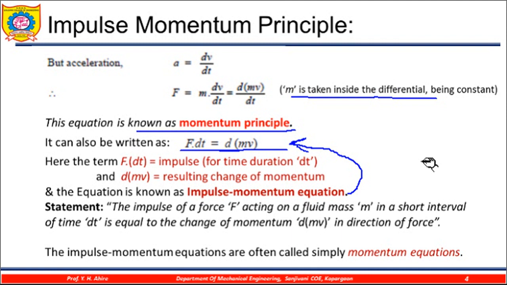The statement of this equation is what? The statement says the impulse of a force F acting on a fluid mass m in a short interval of time dt is equal to the change of momentum in the direction of the force. It's very important to understand this. The impulse of a force acting on a fluid mass m in a short time duration dt is equal to the change of momentum of the fluid in that direction. The impulse momentum equations are often called simply momentum equations, the famous momentum equations.